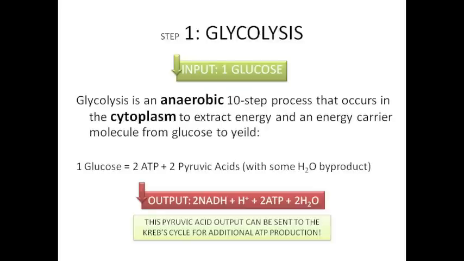Step 1, glycolysis. Actually, can I explain glycolysis? Okay, well, glycolysis is a 10-step process that happens in the cytoplasm without oxygen to extract energy and an energy carrier molecule from glucose to yield energy and pyruvic acids with water. And the output is 2 NADH, 2 energy and 2 water. This pyruvic acid output can be sent to the Krebs cycle for additional energy production.